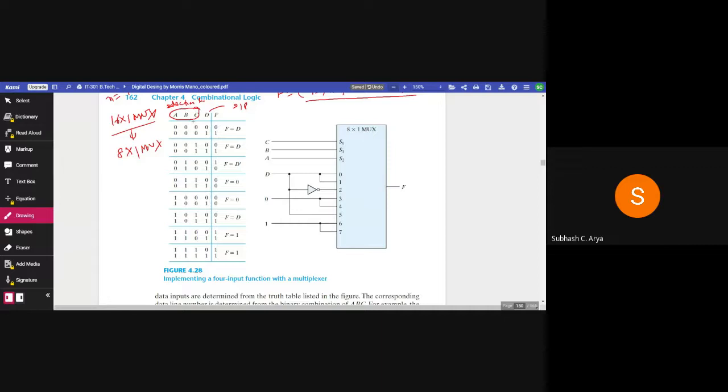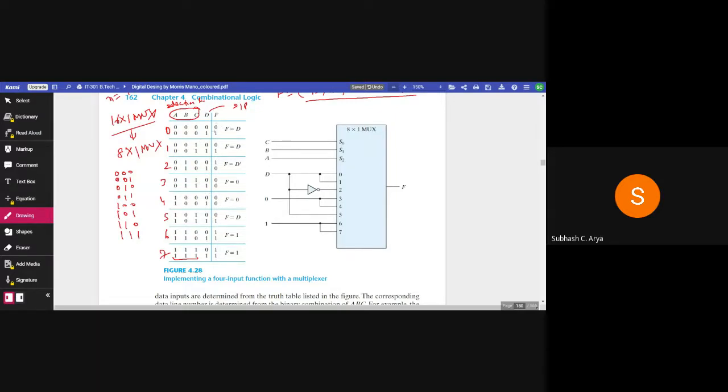Now the selection line is 3-bit, so the 3-bit number will go from 000, 001, 010, 011, 100, 101, 110, 111. Total 8. And for these, I will write the decimal numbers 0, 1, 2, 3, 4, 5, 6 and 7. And D is 0, 1, 0, 1, 0, 1, 0, 1. This is the pattern you can observe.